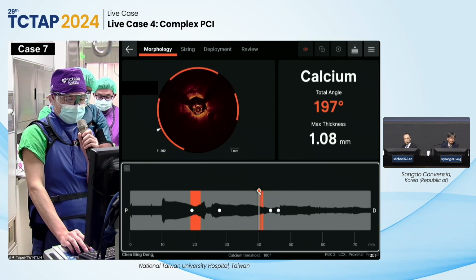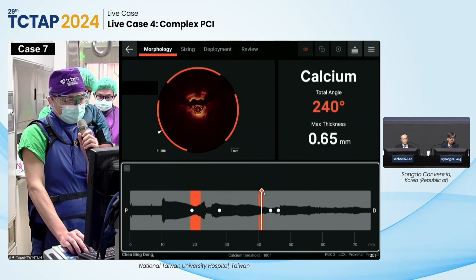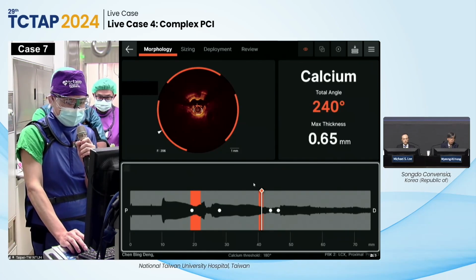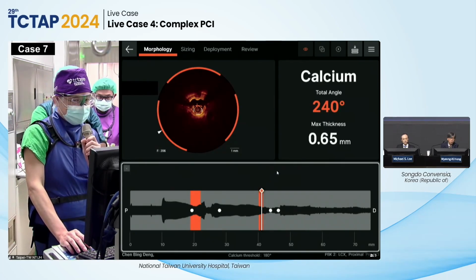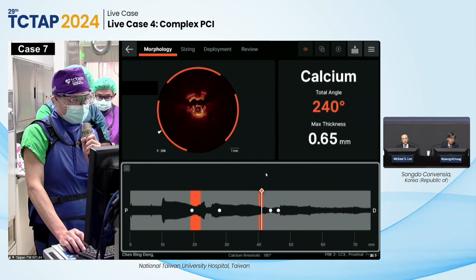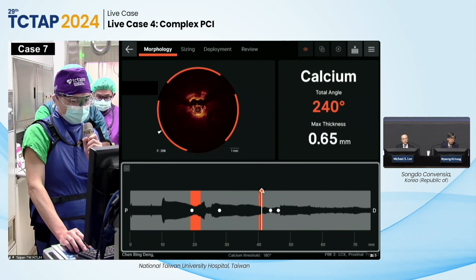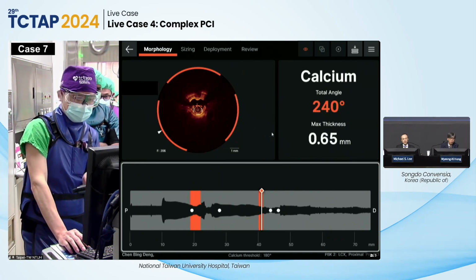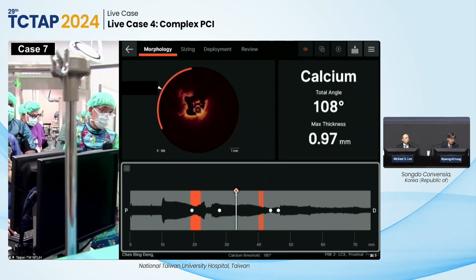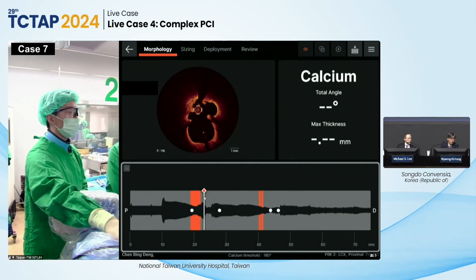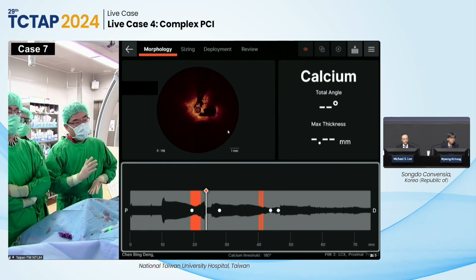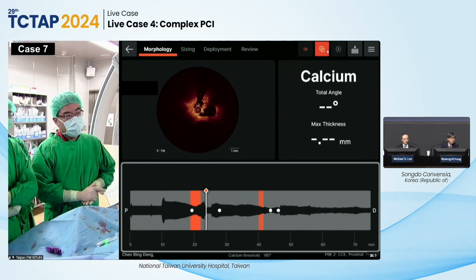It's around 250 or so degrees in terms of the arc. The thickness is less than 1. The length is not very long. So the plan is that, according to the images, including angiogram and also OCT, our conclusion is that we need IVL for the left main to LAD.